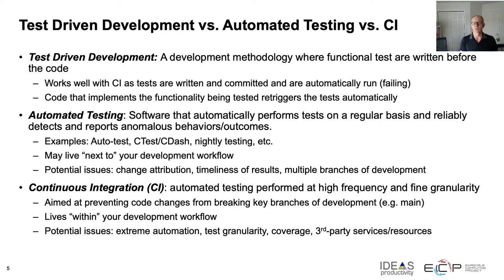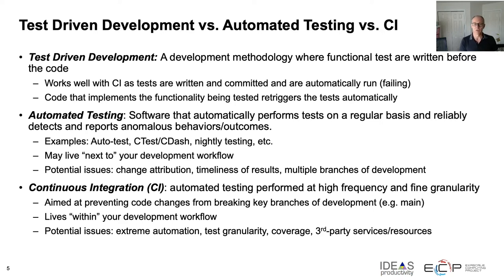It usually sits alongside your development workflow. It happens separately from the development that you're doing. And so there are some issues that can arise with automated testing. You have to regularly check the results. Maybe there's some kind of notification through email or some other mechanism. But even so, the developer still is required to check those results and then go back and fix up any problems that occur, which may be some time after the changes were made.